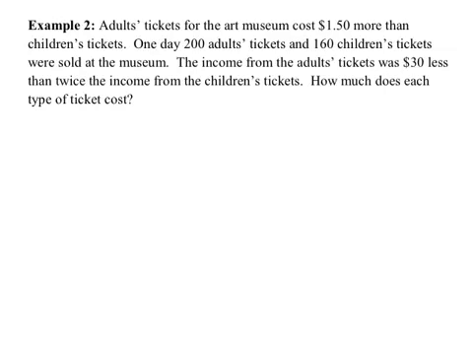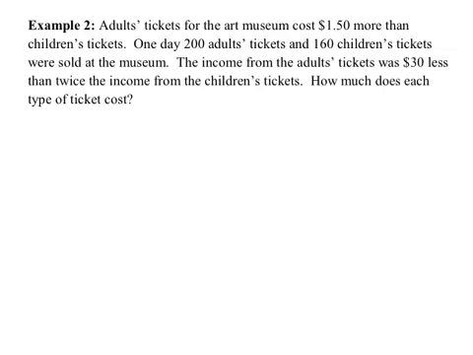Example 2 says adults' tickets for the art museum cost $1.50 more than children's tickets. One day, 200 adults' tickets and 160 children's tickets were sold at the museum. The income from the adults' tickets was 30 less than twice the income from the children's. How much does each type of ticket cost?